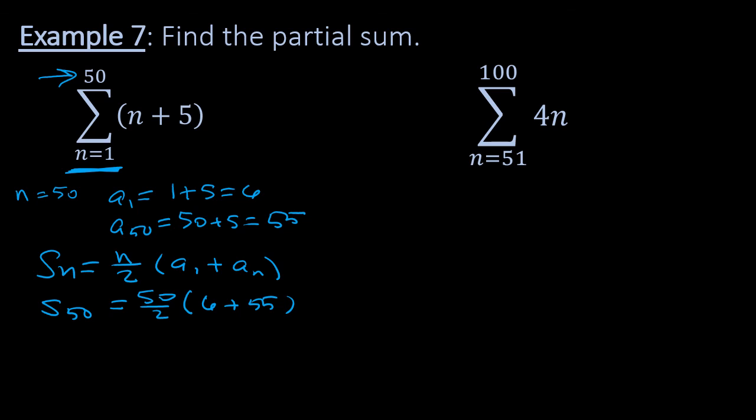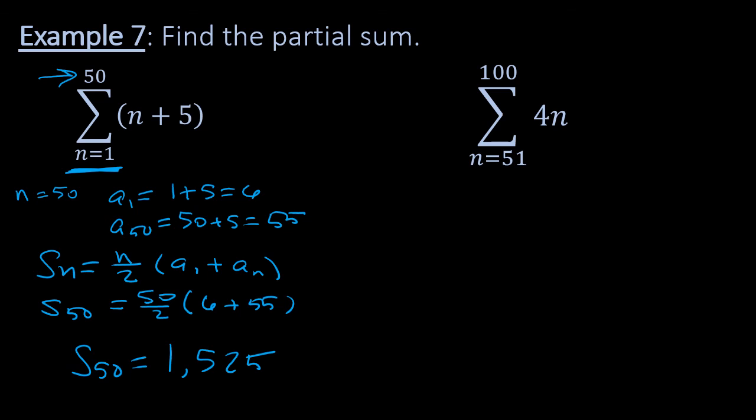So basically, this becomes a calculator problem at this point. 25 times 6 plus 55 is 61. And we get 1,525. The sum of the first 50 numbers is 1,525.